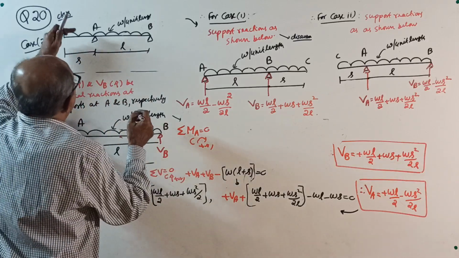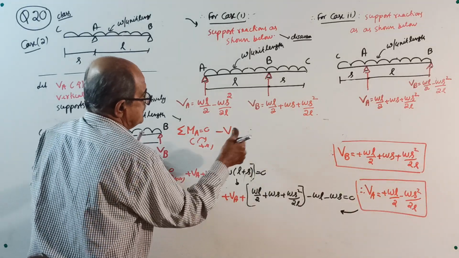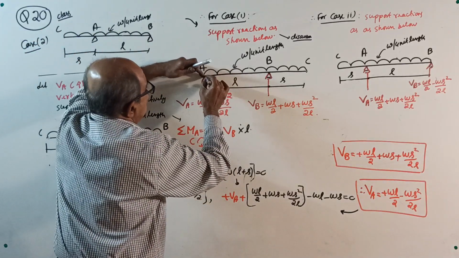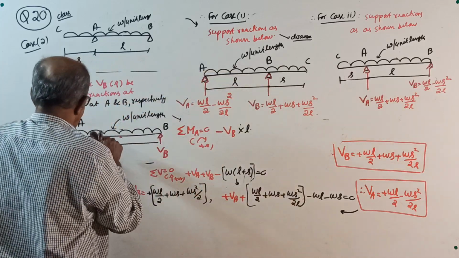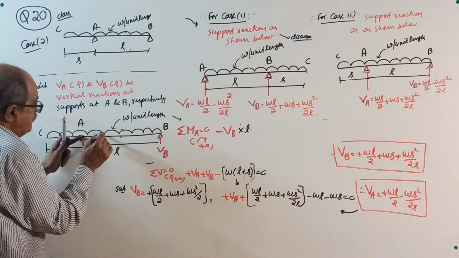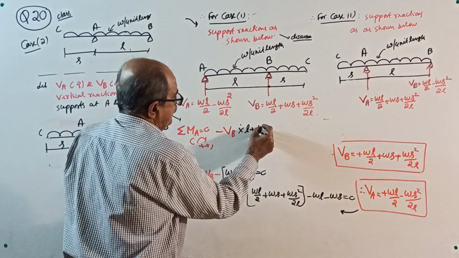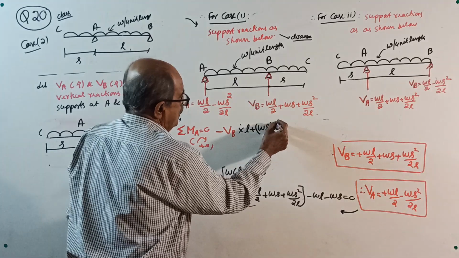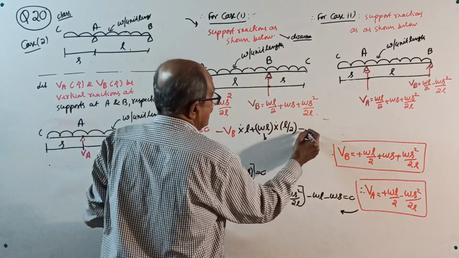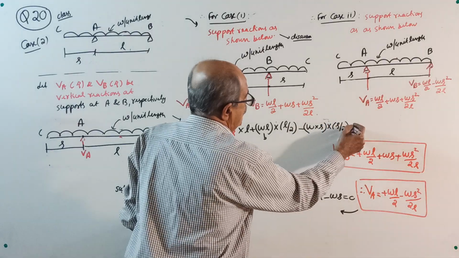When you take moment about A, first of all, minus VB into L. Let us write that first. Last time, full UDL was on the right side. But now, length L of UDL is on the right side, S on the left side. So on this side, W into L is the total load, into L by 2, clockwise, plus W into L is the total load into L by 2 clockwise, then minus W into S is the overhanging load, into S by 2, equal to 0.